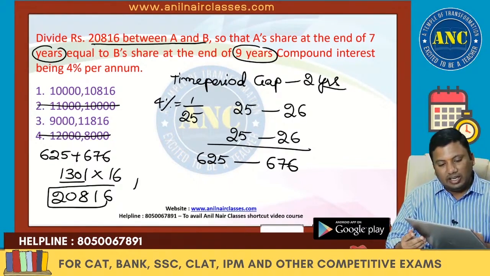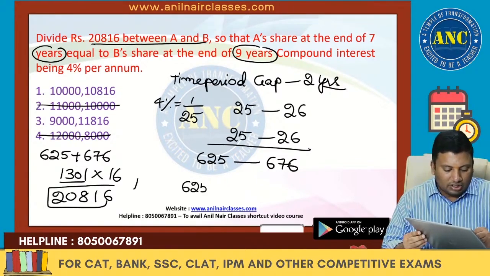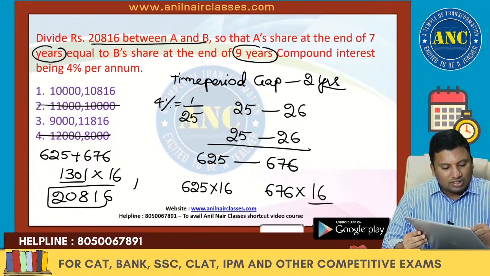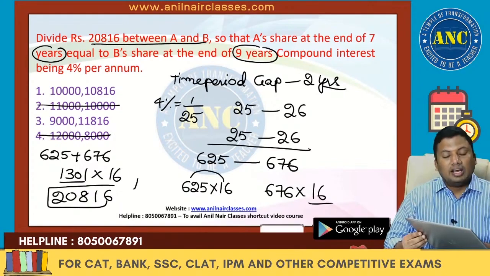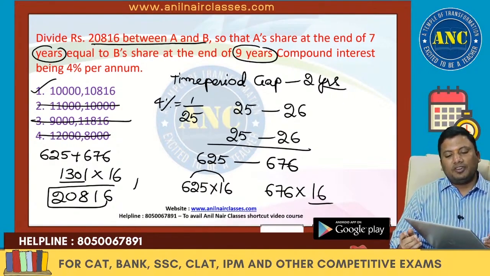So it is into 16. One share is 625 into 16, another is 676 into 16. So 16 times 600 is 9600. The third option is not possible. The first itself is the answer.